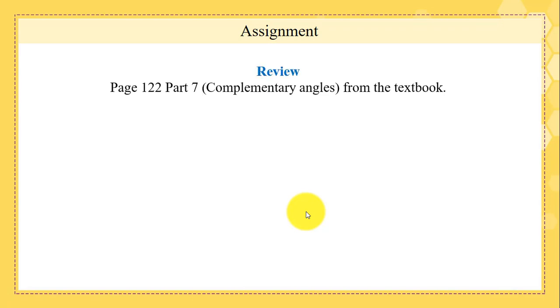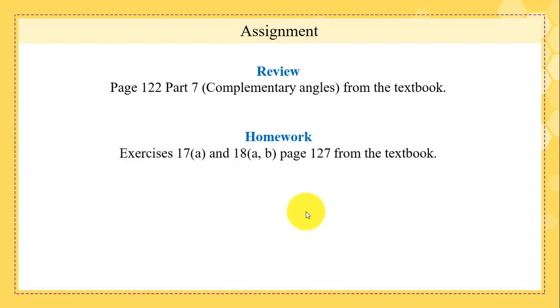Assignment. Review page 122 part 7 Complementary Angles from the textbook. Homework exercises 17 part A and 18 part A-B, page 127 from the textbook.